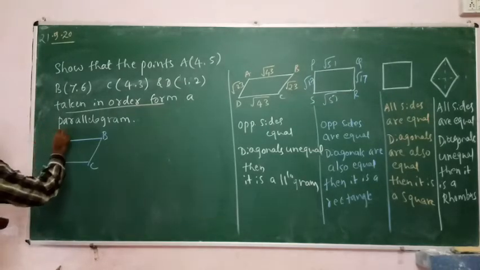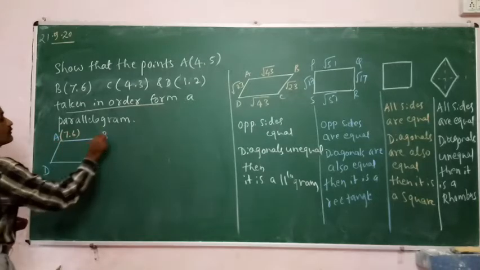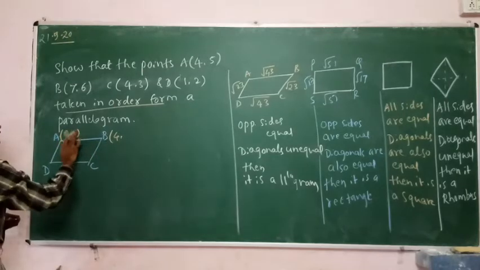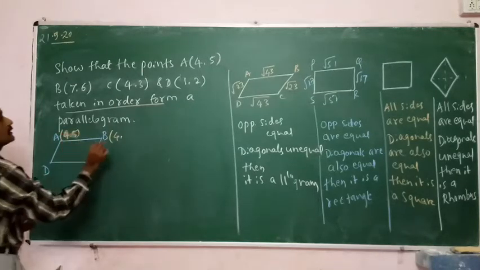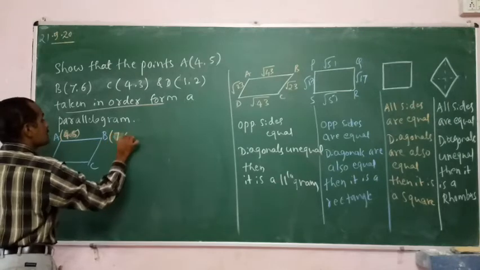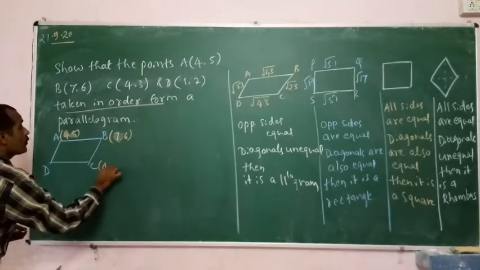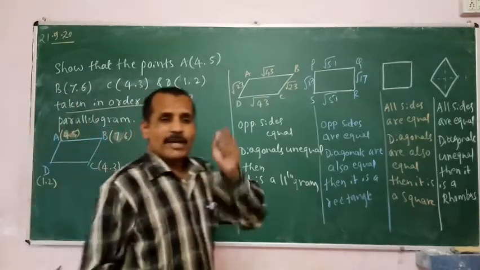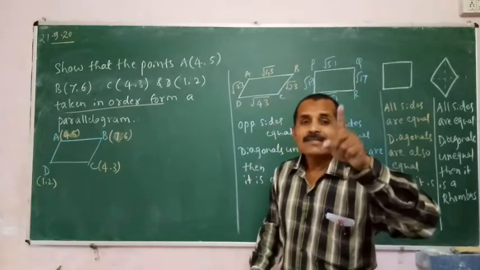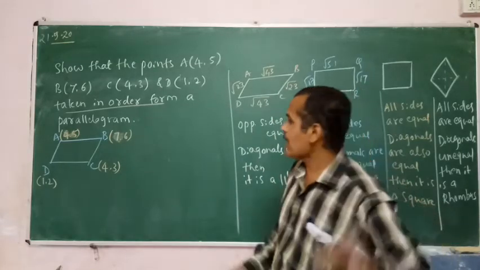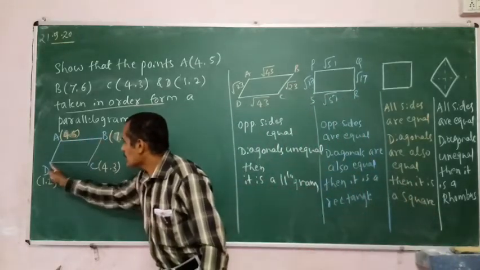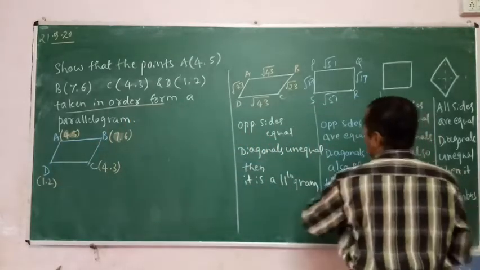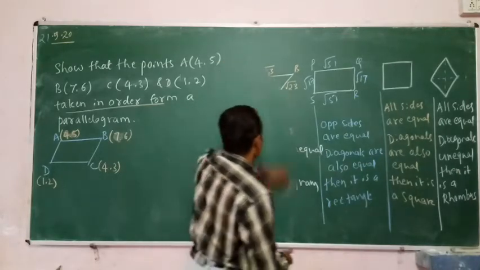Come on, I will write here 7, 6, 4, 3. Oh, sorry. First 4, 5 is there. Sorry. It is 4, 5. Then it is 7, 6, 4, 3, 1, 2. We'll start one by one. We have to apply the distance formula 6 different times: 1, 2, 3, 4, 5, 6. 6 times it has to be applied. Come on, we start one by one.